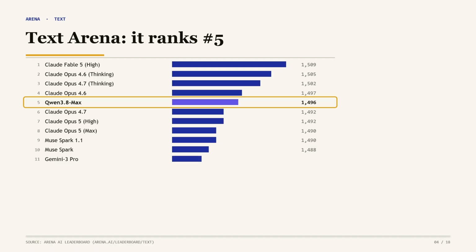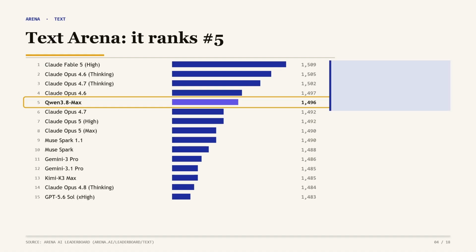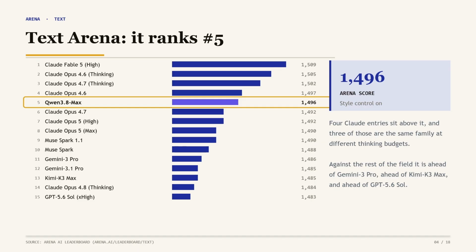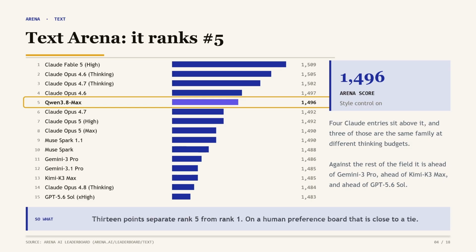Now look at the gap. Rank 1 is 1519, rank 5 is 1496, 13 points apart. On a board built from human votes, 13 points is nothing. It is like two runners finishing a marathon 4 seconds apart. Technically first and second, in practice, they ran the same race. And it is ahead of Gemini 3 Pro, ahead of Kimi K3, and ahead of GPT 5.6.